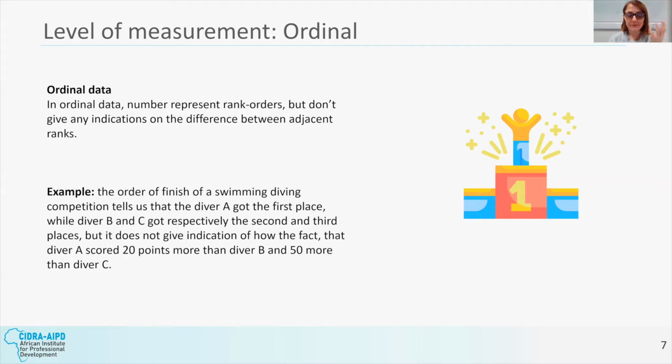So, for example, it won't tell us that the UK athletes scored 20 points more than the Chinese ones and 50 points more than the Russian ones. So it gives us more information than the nominal data, but still the information is quite limited.